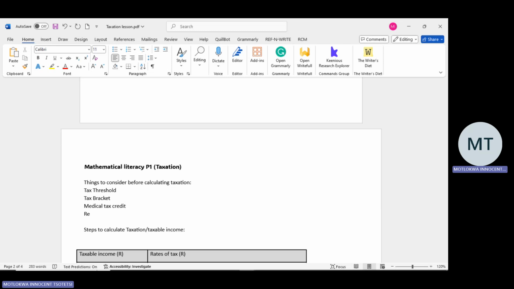Then we have the fourth, which is the rebates. We have three rebates: primary, secondary, and tertiary. Our rebates are identified by age, in terms of how old that particular person is. That is how we identify the correct rebates.